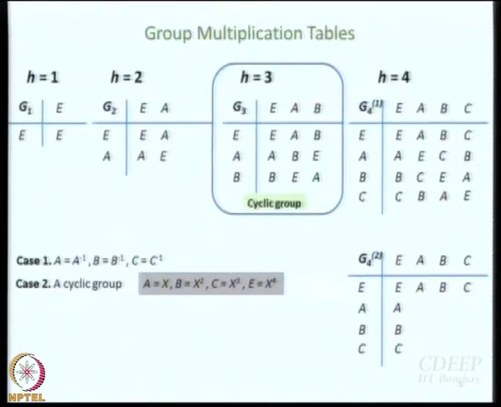What is the inverse of x? If it's a cyclic group, A equal to x, b equal to x square, c equal to x cube, and e equal to x to the power 4. Then what is the inverse of A? C. And what is the inverse of C? Better be A. What is the inverse of B? There is no other choice. And besides, if you look at this, x square into x square is x to the power 4, which is E. Right? So A equal to C inverse, C equal to A inverse, and B is the inverse of itself.